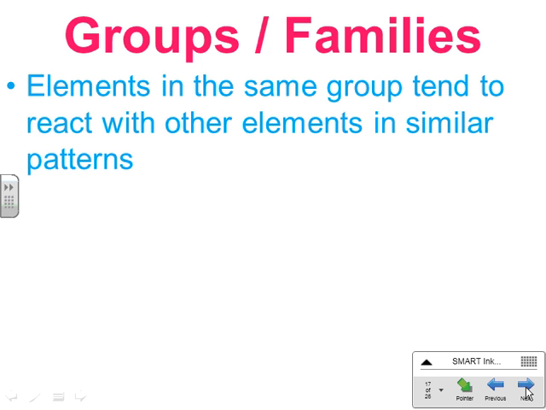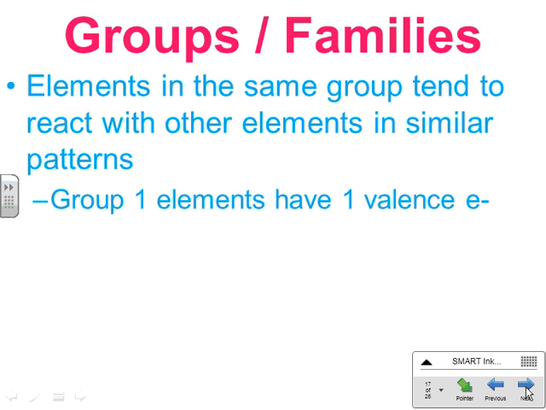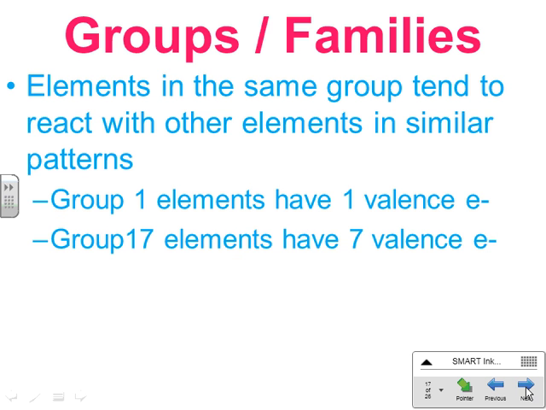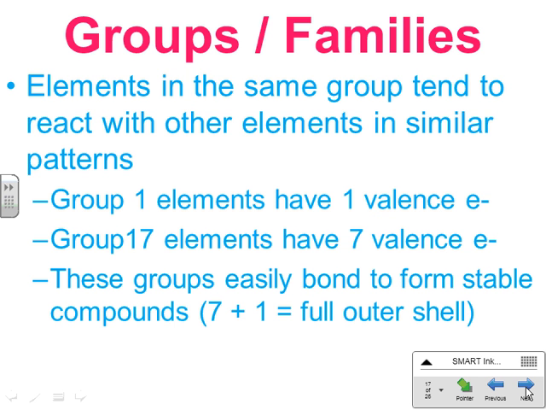Elements in the same group tend to react with other elements in a similar pattern. Group 1 elements have 1 valence electron. Group 17 elements have 7 valence electrons. These groups easily bond to form stable compounds. 7 plus 1 equals 8, giving us a full outer shell.